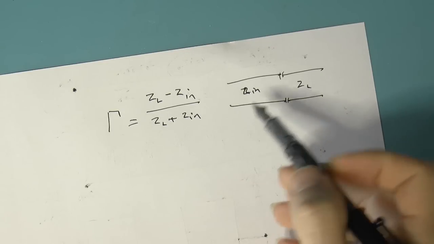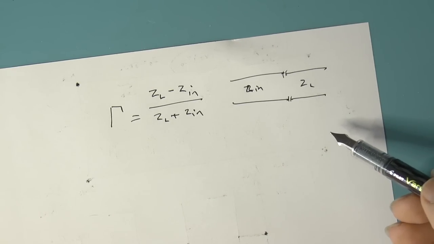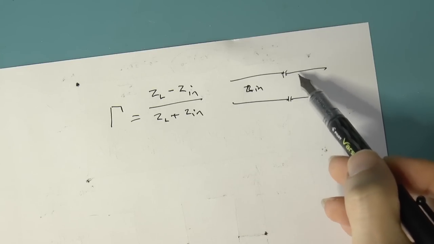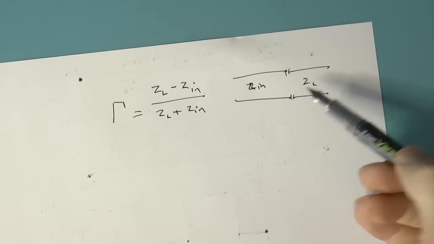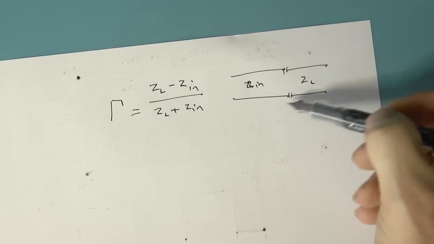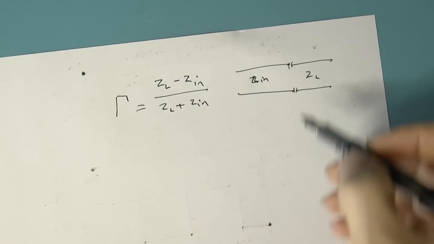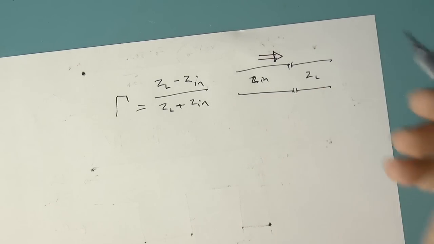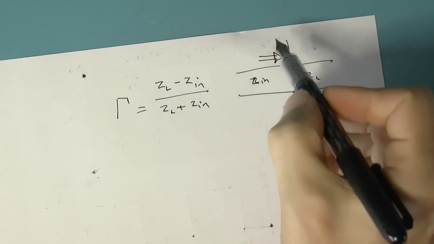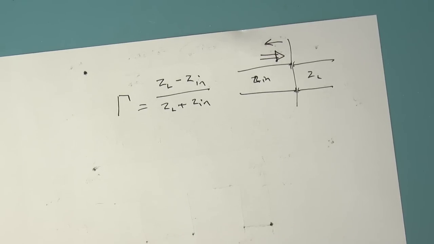So this could represent, for example, two transmission lines, each with a different dielectric, or this could represent a transmission line over here and just a terminating load over here, or this could be a source over here and this could be a transmission line. The point is that there's a discontinuity in the impedances. So what happens is you have an incoming wave, and when it hits the discontinuity, this gamma value tells you how much of that wave travels back, like this, and of course what the sign is.